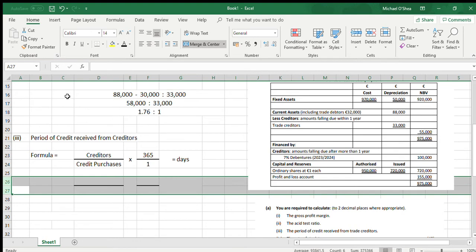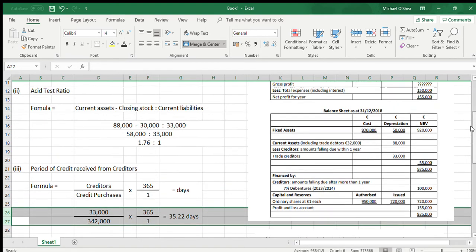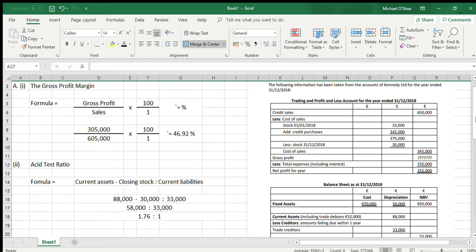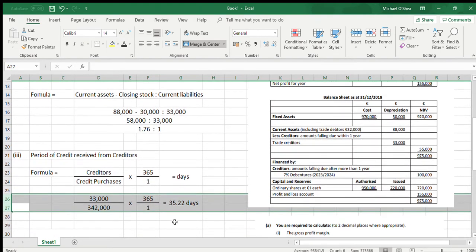So plugging it in here, trade creditors 33,000, credit purchases 342,000. Again, that was given up here. It's my credit purchases multiplied by 365 over 1, which is 35.22 days. It has to be two decimal places because that's what we're asked to get, and the answer is in days. Again, the unit for the answer is very important.